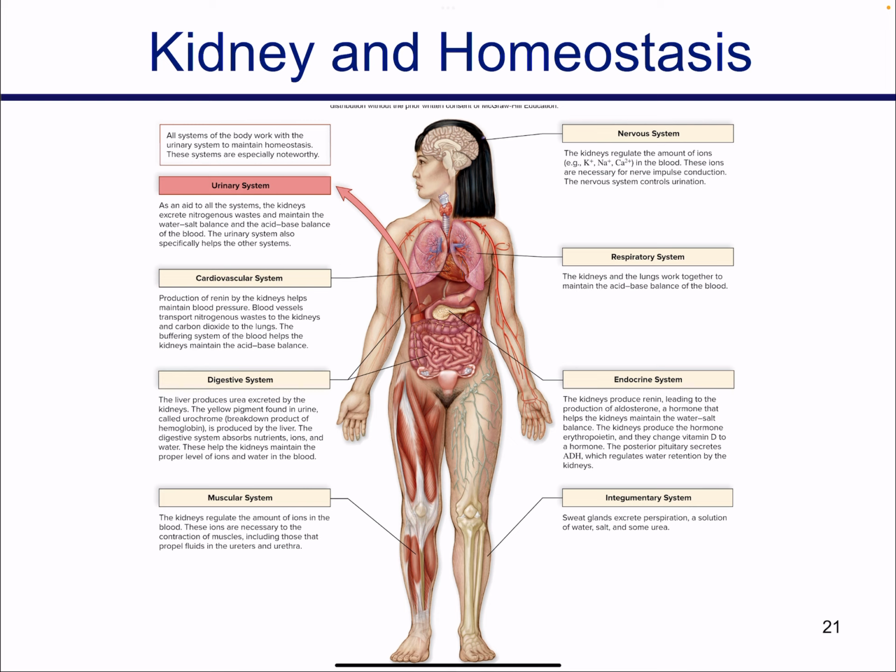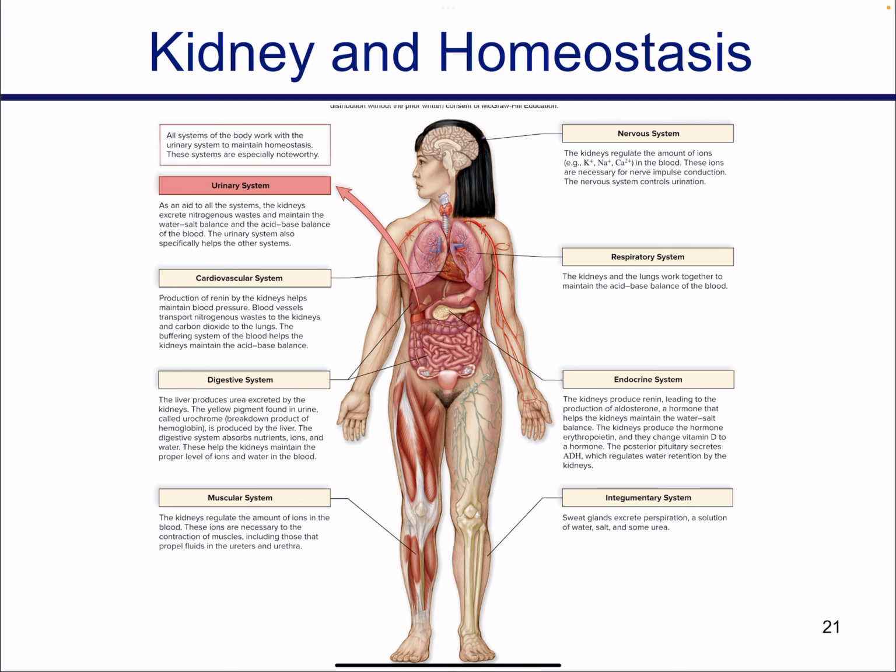For the digestive system, the liver is going to release a bunch of urea. That urea is discarded from our body through the urinary system. That's an example of how the digestive system is associated with the urinary system in terms of maintaining a relatively internal balance. How about the muscular system?